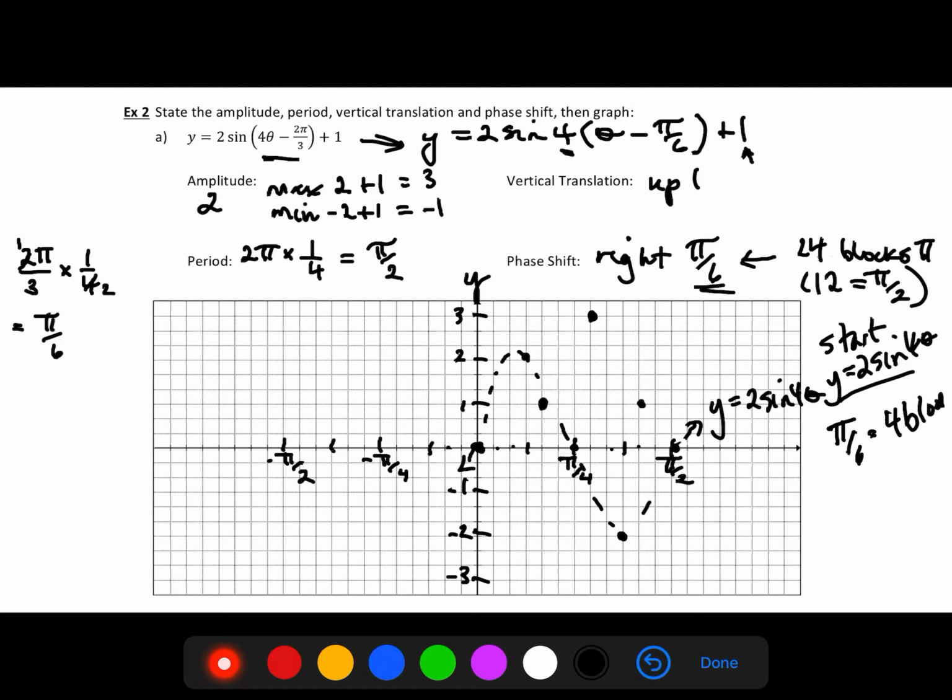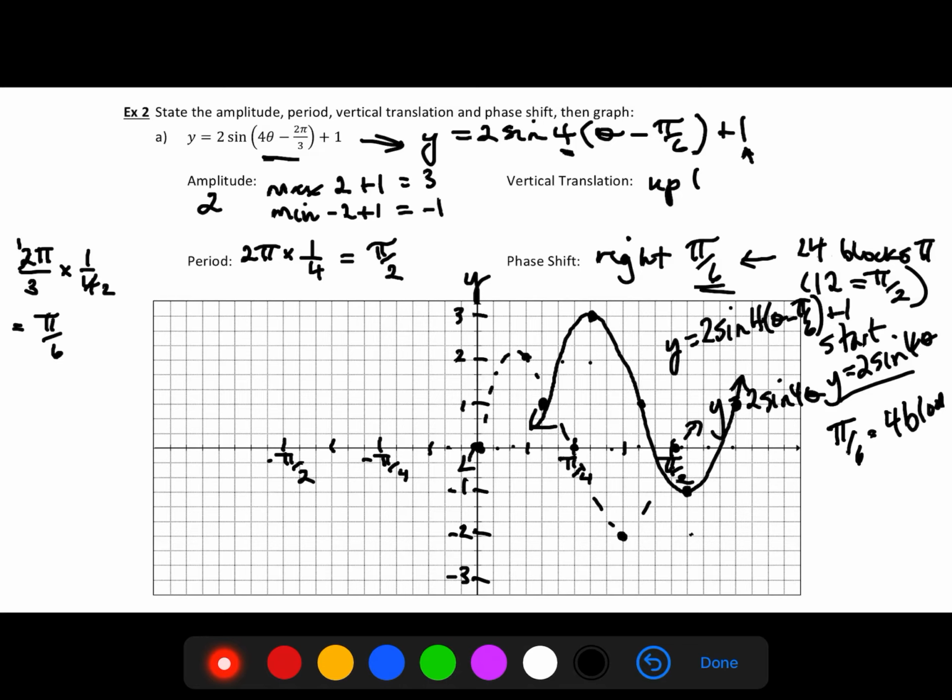Now we can think about our key points, or we can think about moving point by point. 2, 4, up 1. 2, 4, up 1. So now we have our graph of y equals 2 sine 4 theta minus pi over 6 plus 1.